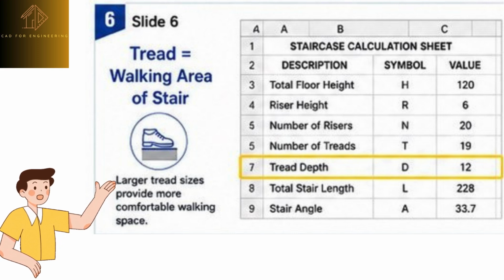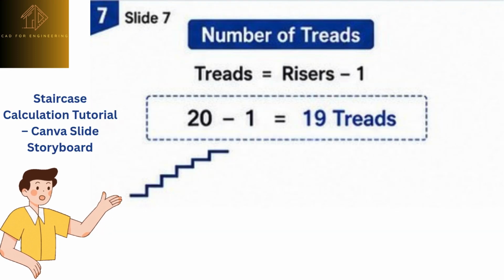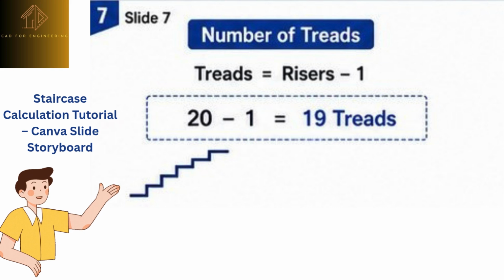The tread is the horizontal walking area of the staircase. Larger tread sizes provide more comfortable walking space. The number of treads is usually one less than the number of risers.